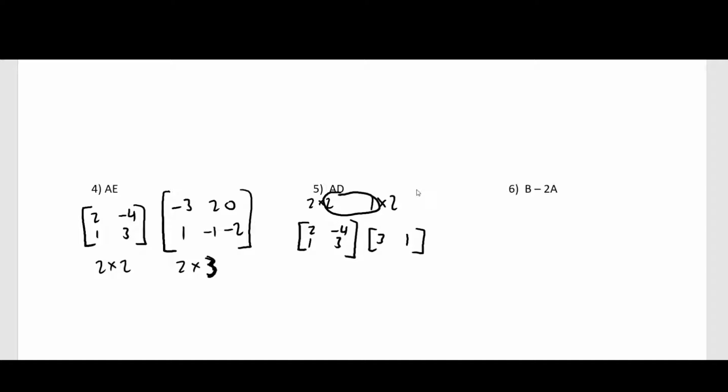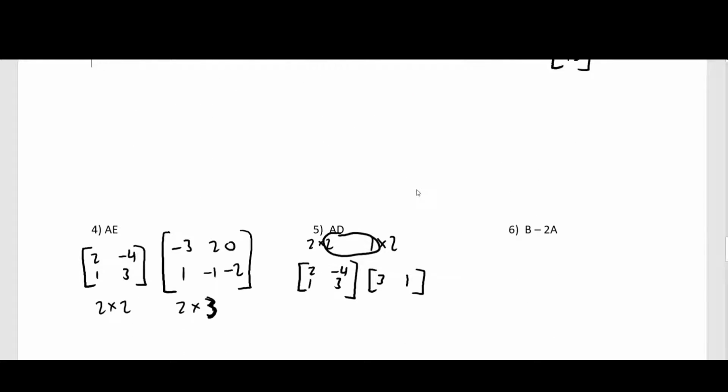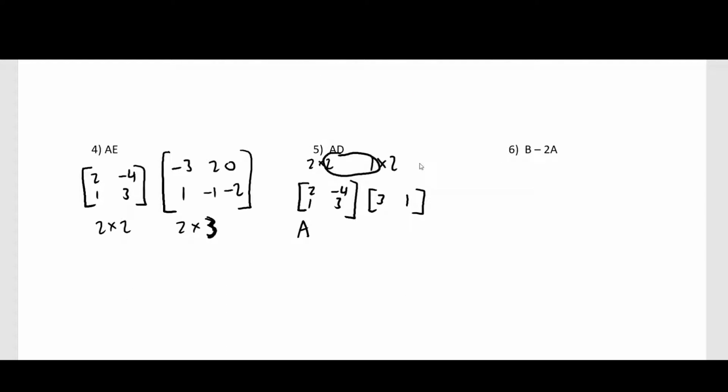So we look, and those two numbers are not the same. So A times D, and they said put undefined. A times D is undefined. All right. So you've got to be careful of that. Make sure you count the columns and rows correctly.